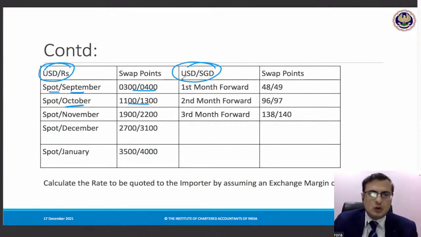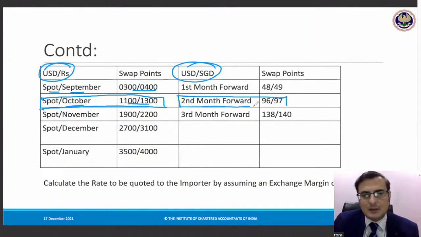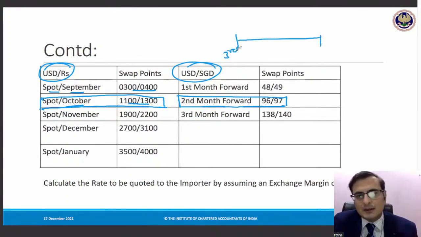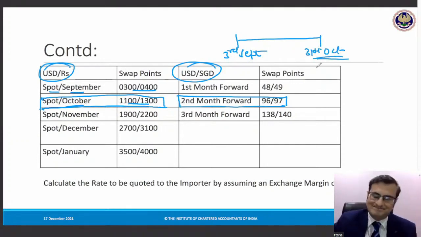Okay. So what are the relevant rates that you need to take? You are doing the transaction on 31st October. So this is what is required in this case. Clear? And a 2 months forward is required in this case. Are you able to identify, students? Look again. The transaction is happening on 30th September. You have to pay on 31st October. This is what the thing is.